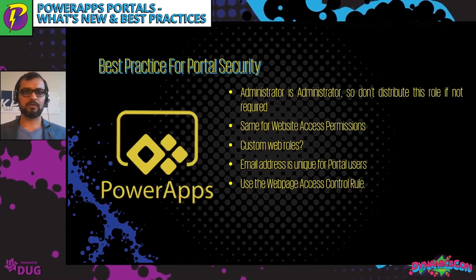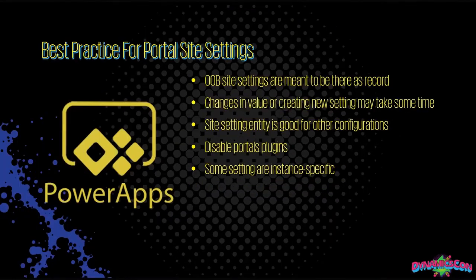So regarding site setting, do not change the value of out-of-box site settings. If you really want to do this, maybe try to create a clone and then use it, or custom settings for that one. Also use the site setting to store your CRM and the portal configuration instead of creating a custom entity in CRM.